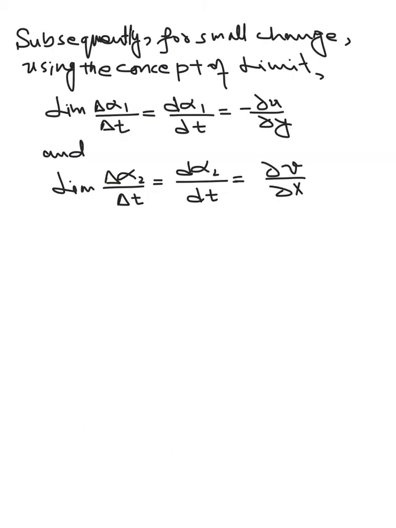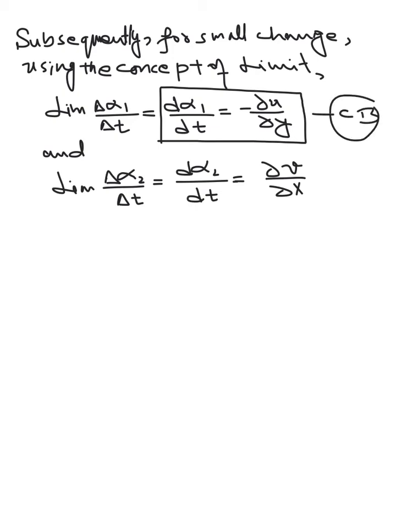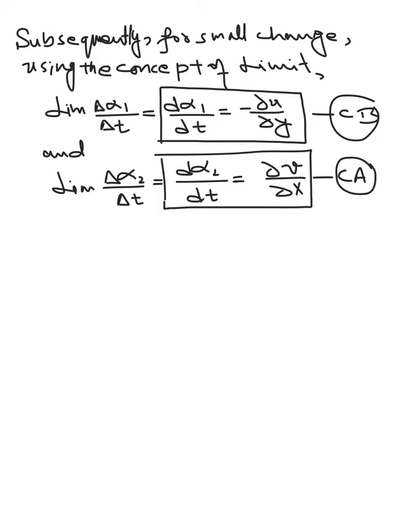Using the concept of calculus and limit, I can write down the change in angle divided by the time, which is my angular velocity. So I can write down my angular velocity for line CB, this is for my line CB, and this is the angular velocity for line CA.